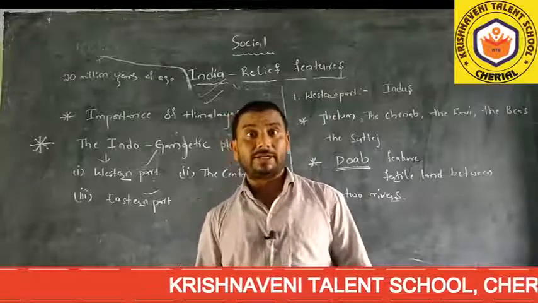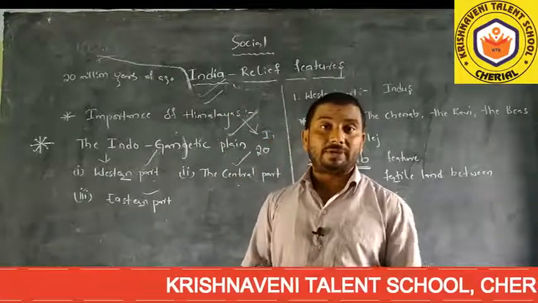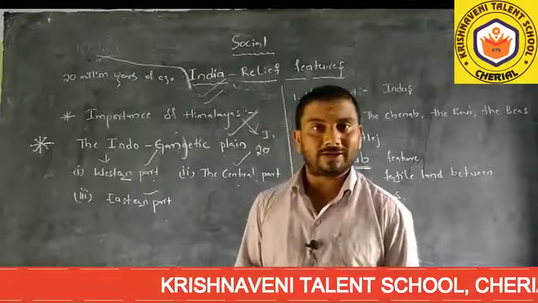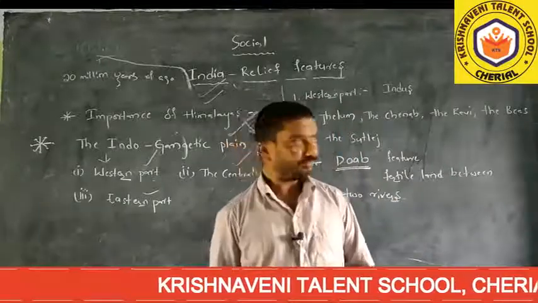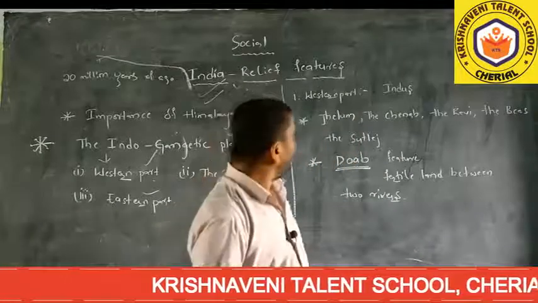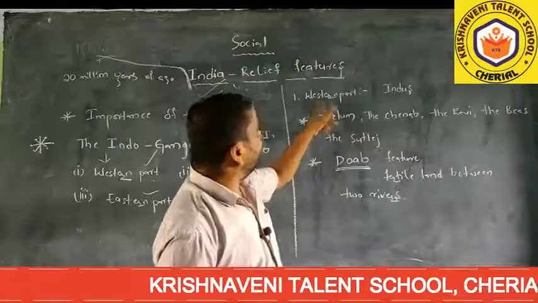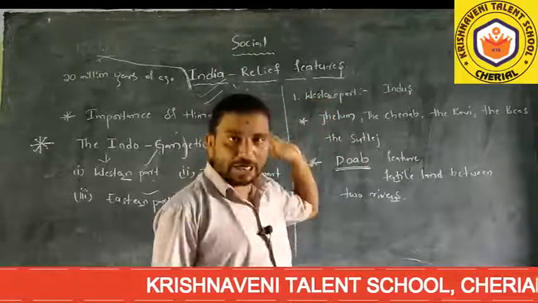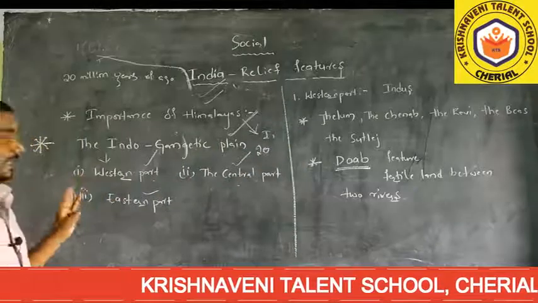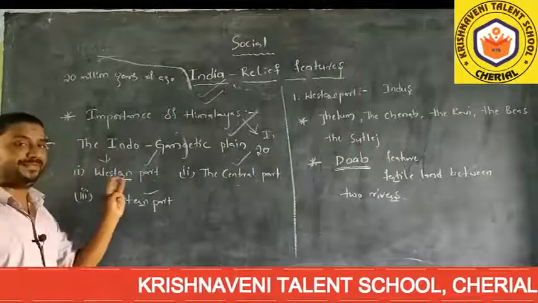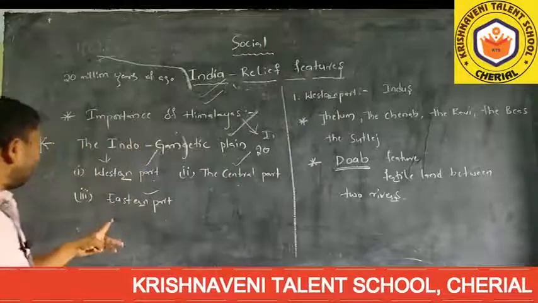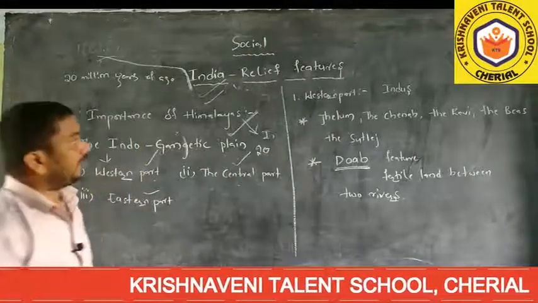Aravind, especially. Revant, are you listening? Girls, all the girls, listen carefully. Ponnam, concentrate here. The western part of the Indo-Gangetic Plain. The Indo-Gangetic Plain consists of three divisions: one is the western part, second is the central part, third is the eastern part.